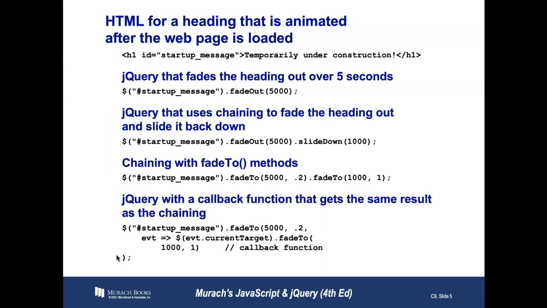So right here, we're going to start some jQuery in an application, creating a startup message. I've got an ID at the top, startup message, and temporarily under construction in a header, right? I target that startup message and use fadeOut 5000. You can see I have the selector, startup message, then the method, and then how long it's going to take. It's always in milliseconds, so 5,000 is 5 seconds.